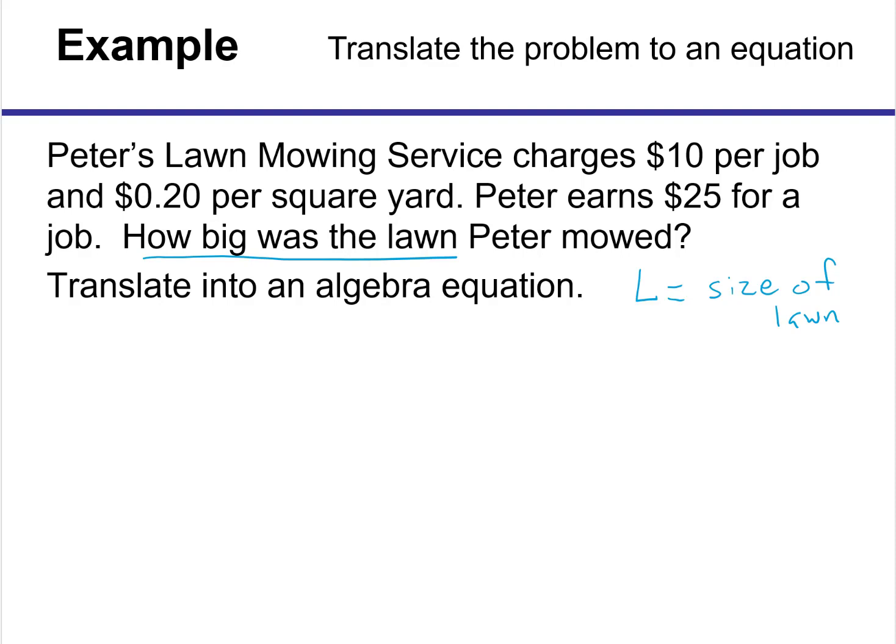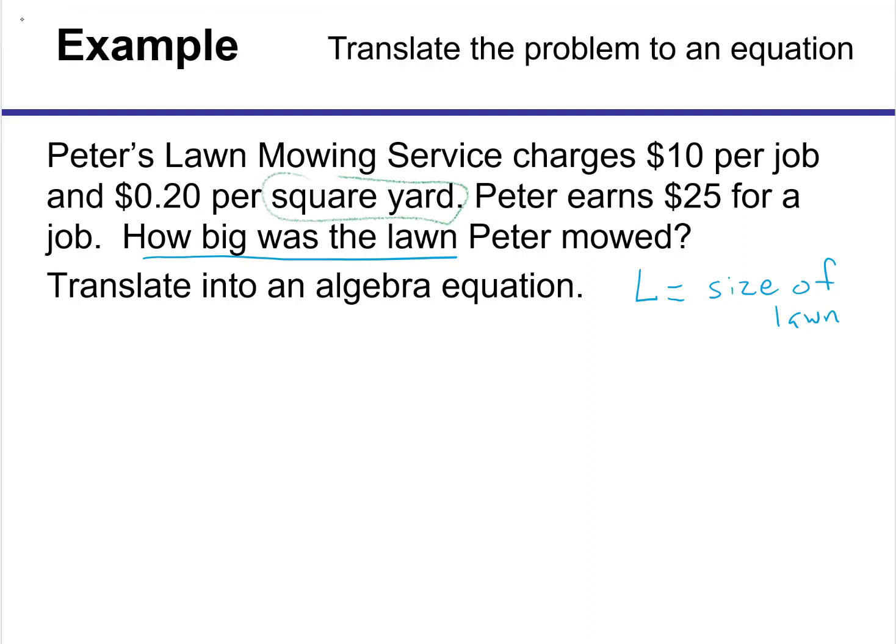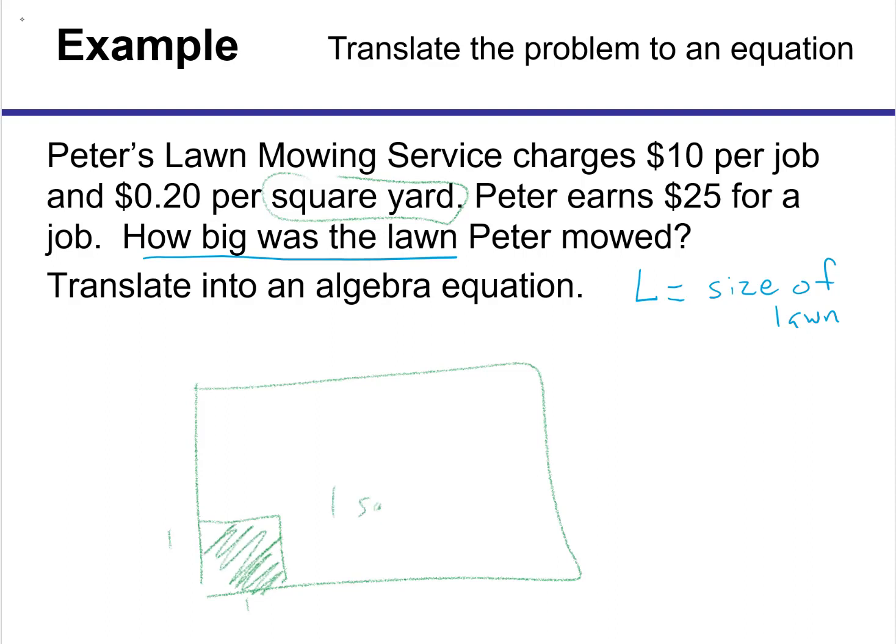Okay, now wait, how do we measure the size of a lawn? Now, if you're not familiar with the idea of area, if this is 1 yard and that's 1 yard, this would be 1 square yard. 1 square yard. We'd say square yard, or we would say 1 yard to the second power. Both ways are notation that we use to do that.